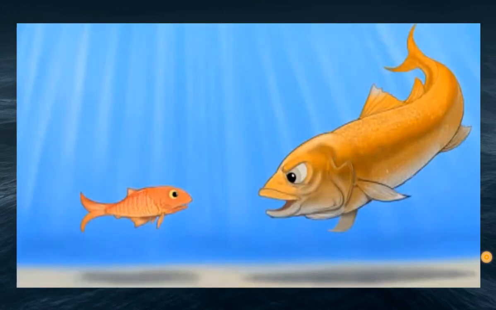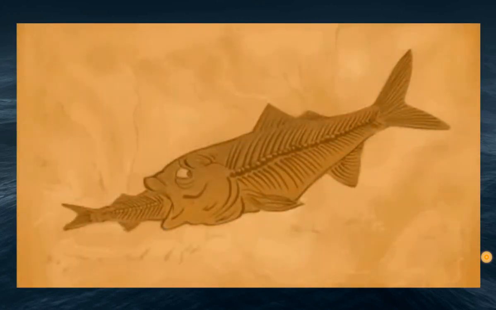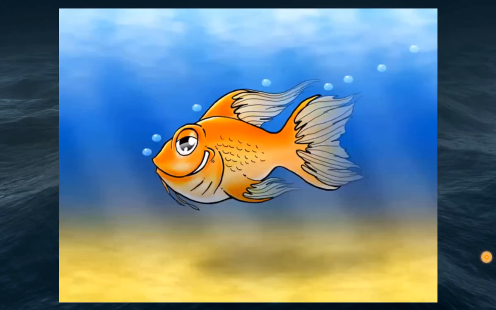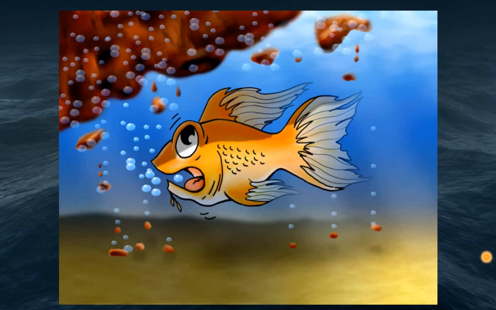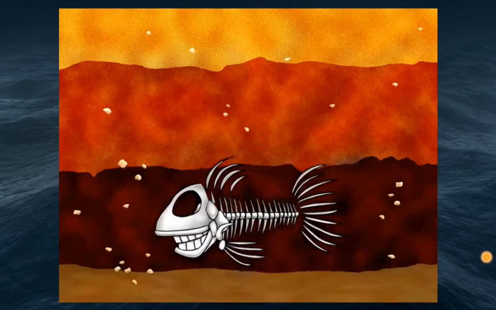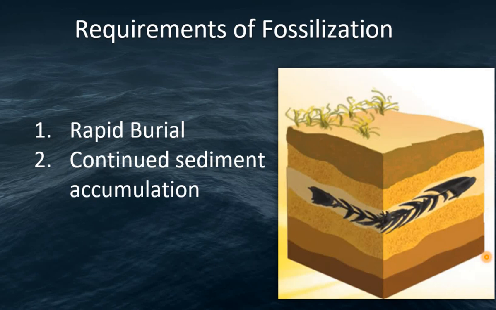Here's a fish eating another little fish, and then suddenly here comes the deposits from Noah's flood, burying them quickly. They're buried, and so how did this fish fossil form? Sudden, catastrophic burial. I have another cartoon of a fish swimming in the ocean, and here comes the sediment from the global flood. He's getting scared. The fish is rapidly buried, and the fish bones remain trapped in the sedimentary layers. So the requirements of fossilization are rapid burial and continued sediment accumulation.